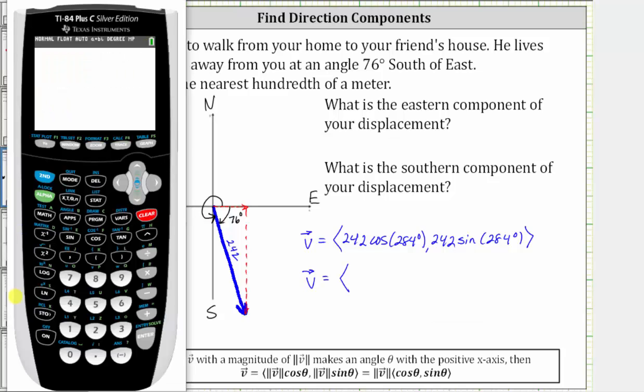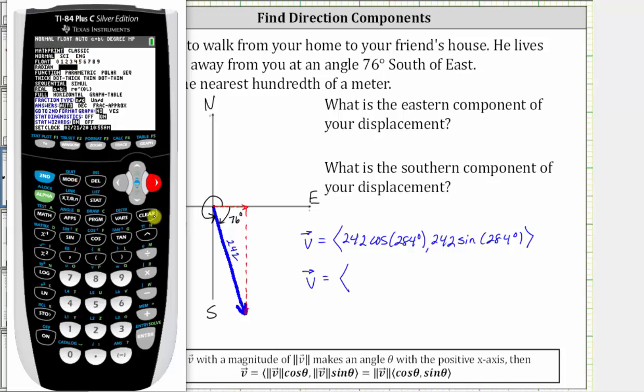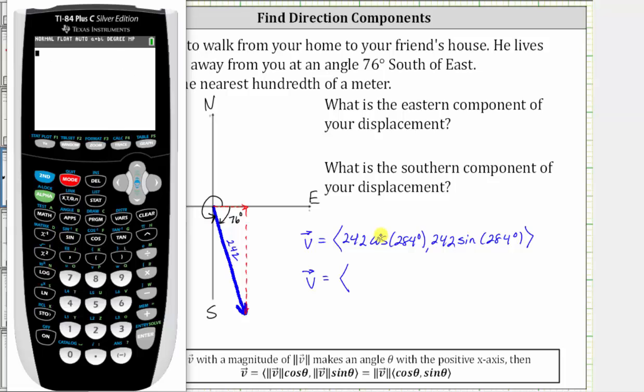Let's first make sure the calculator is in degree mode. We press mode. Notice how degree is highlighted. If it wasn't, we would place the cursor over degree and then press enter. And now we go back to the home screen by pressing second mode for quit, and we enter 242 cosine 284 degrees, enter. Notice how there's a 5 in the third decimal place. We round up to 58.55.